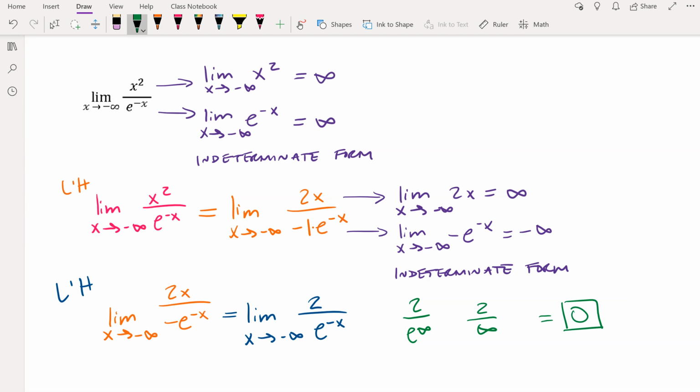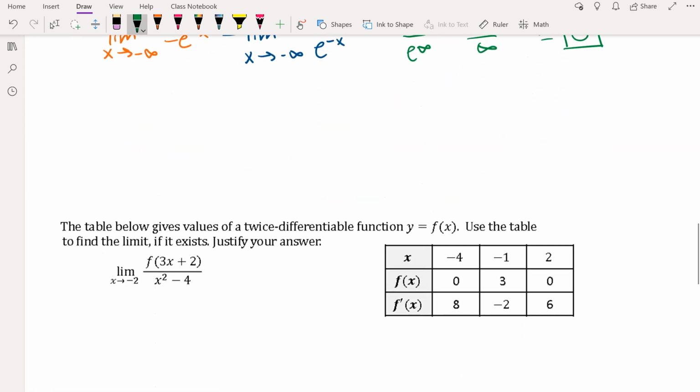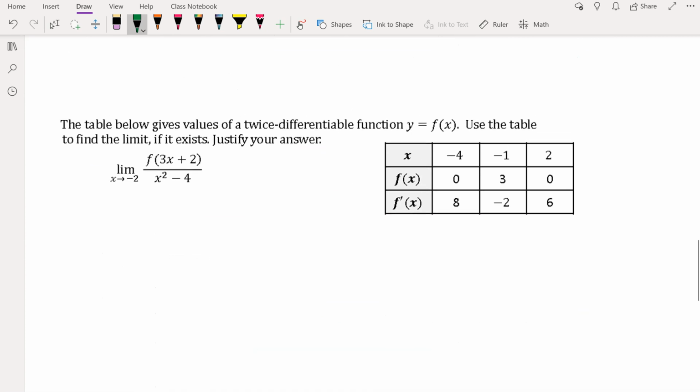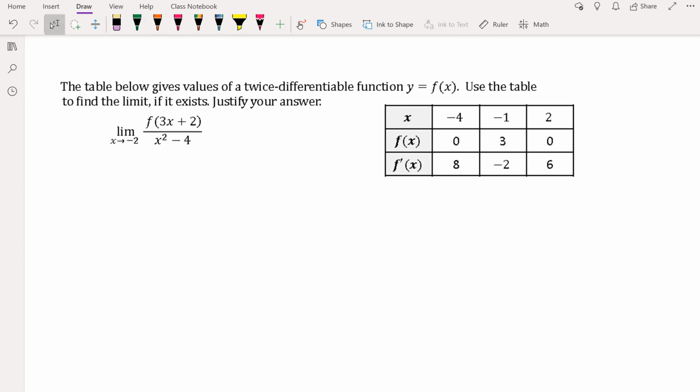So sometimes you might have to use L'Hopital's twice. That's kind of the reason we did that problem. All right, we have one more problem. The table below gives values of a twice differentiable function, y equals f of x. That just means you could take the derivative twice if you want to. Use the table to find the limit, if it exists, and justify your answer.